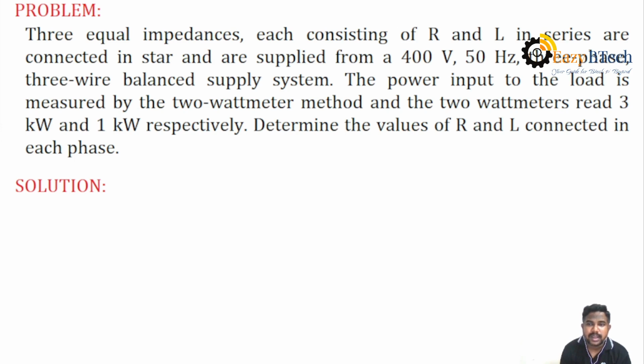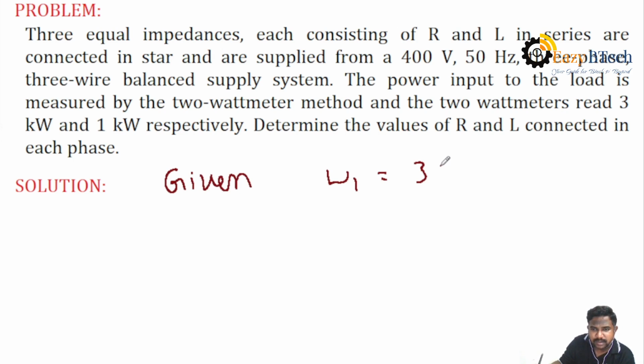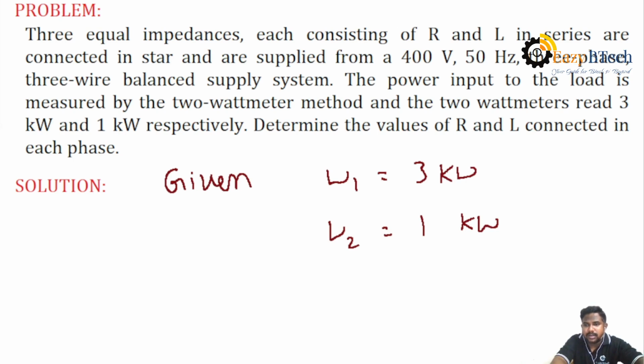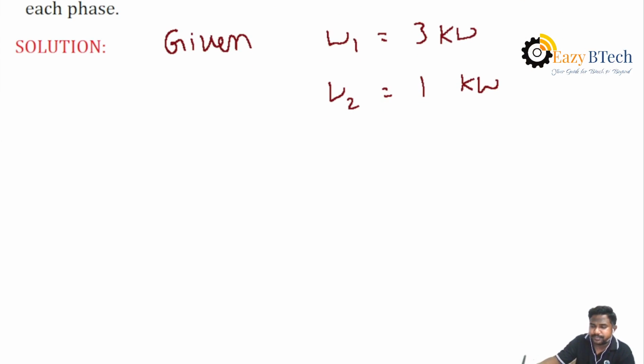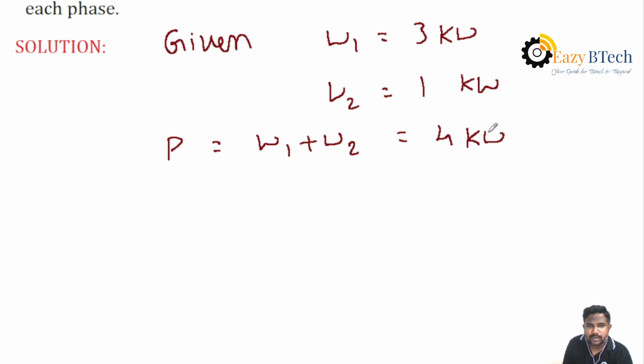You can find the impedance values connected in 3 phase star as well as 3 phase delta. In this problem, the elements are connected in the form of star. First of all, we write down the given values. The readings of the wattmeters are given: W1 is 3 kilowatts, W2 is 1 kilowatt. Therefore the total power is the sum of the two readings, 3 plus 1, 4 kilowatts. This is the first step.